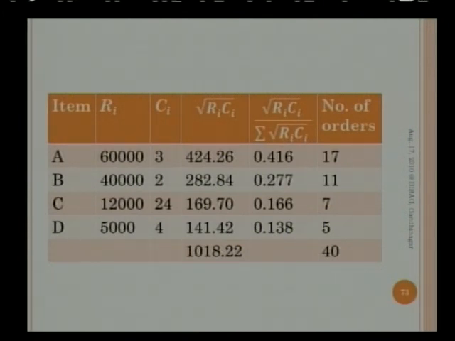So multiply the fifth column with 40 and you can get the number of orders. So 0.416 when multiplied with 40 gives you a value approximated to the nearest integer quantity, because the number of orders cannot be fractional. So for the first item it says put an order of 17 units. For item B, put an order of 11 units. For item C, put an order of 7 units, and for D it is 5 orders. So if you sum up the last column, it turns out to be 40.